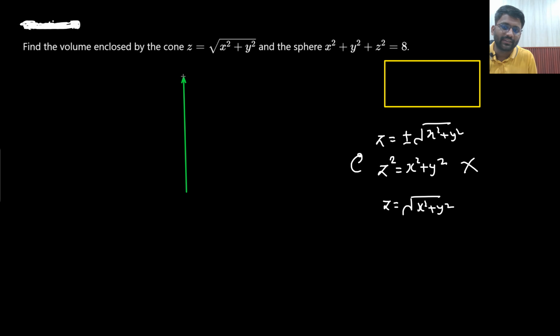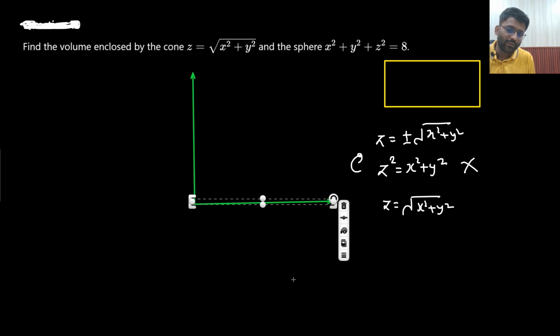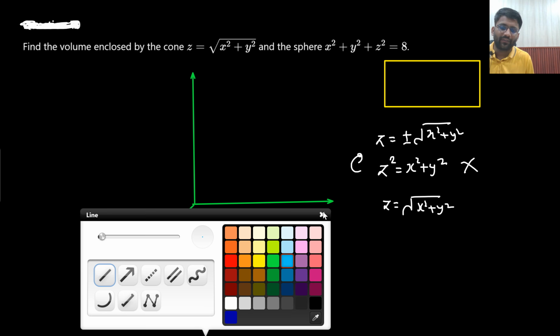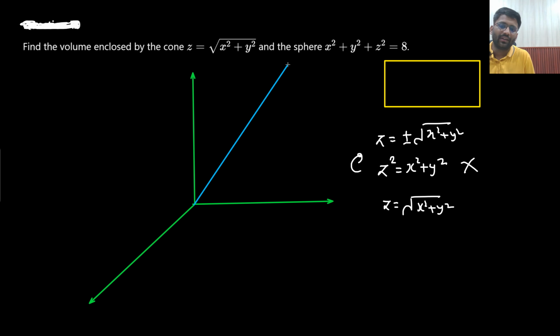That means what kind of cone is it? Sir, this cone will always give you a positive value, and it will extend to infinity. The cone will extend to infinity. It will keep on going to infinity like this.